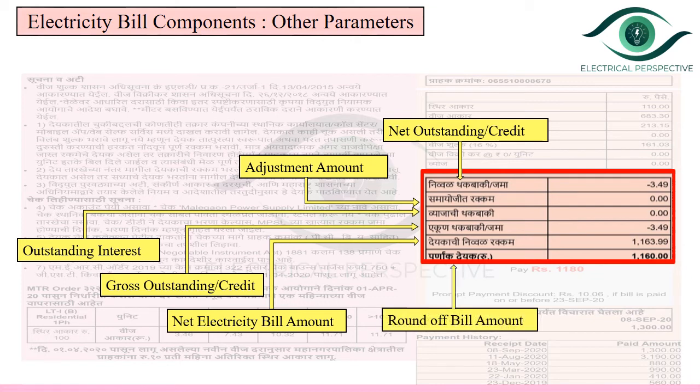Then last one is the Purnanka Deyak, which means the round off bill amount. Now here you can see the net electricity bill amount is 1163.99 rupees. Okay, but the round off bill amount is 1160. So MSEDCL can round off the amount up to 10 rupees and that amount is called the round off bill amount. Okay, that is what Purnanka Deyak.